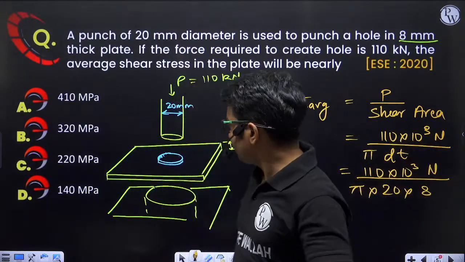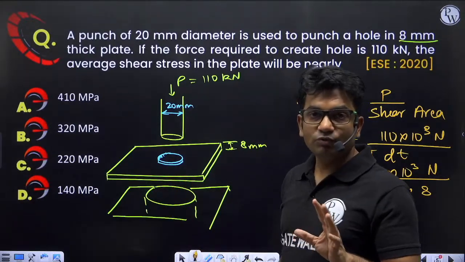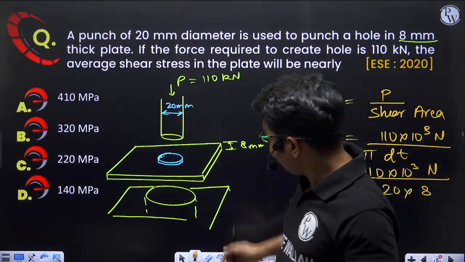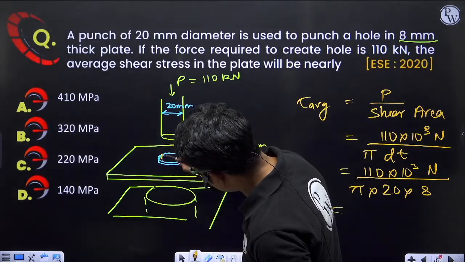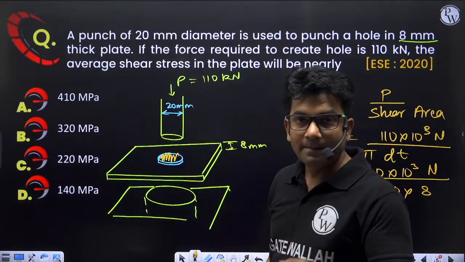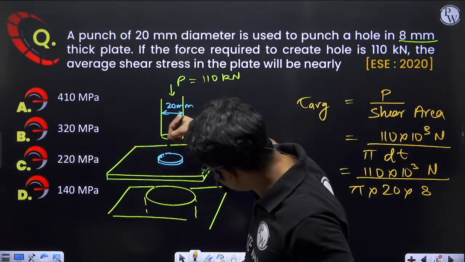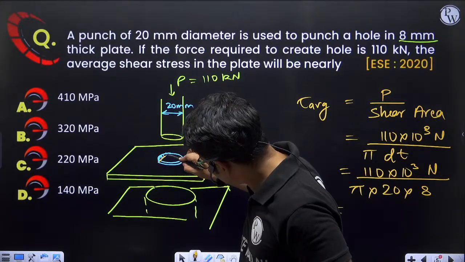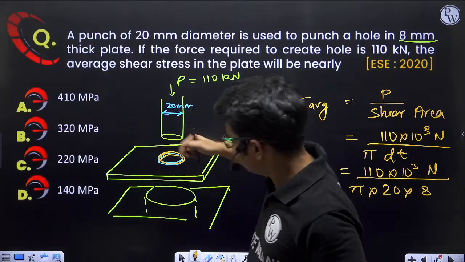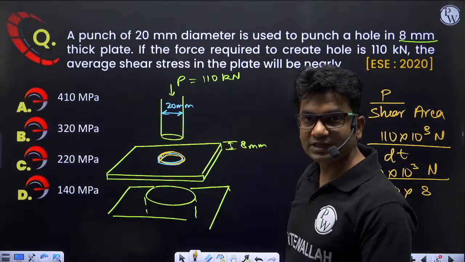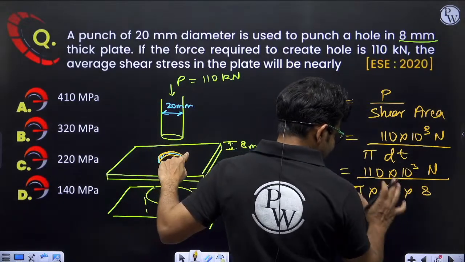Sometimes you might take pi d square by 4, but pi d square by 4 will not be the shear area. Pi d square by 4 will be the area of that part on which the compression force is applied. But shearing is happening not on pi d square by 4, but on this area. So that will be the shear area.